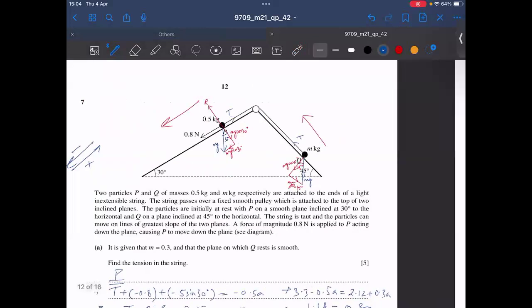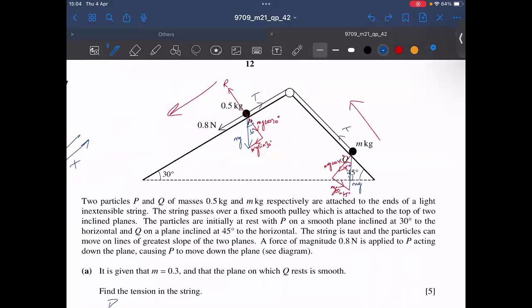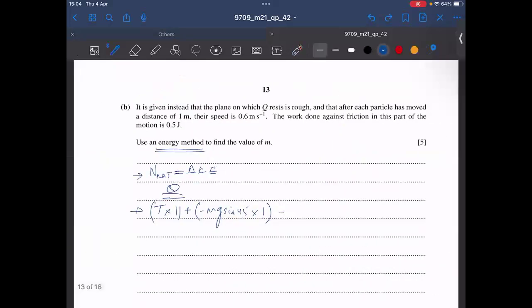And is there any other force? No. So that is equivalent to MA. And there's going to be work done as Q is going to move upwards. So now the plane is taken to be rough, so there's going to be a force of friction as well acting on Q. And so the work done by the force of friction on Q over a distance of 1 meter is given as 0.5 joules. And that's going to be negative as well.